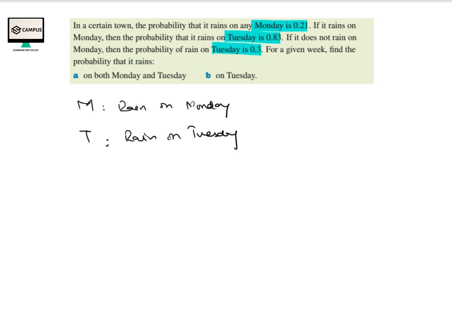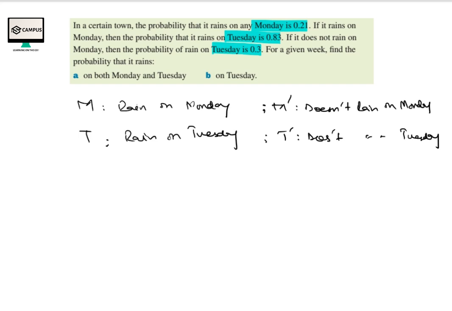And since we involve whether it rains or does not rain on Monday, we are also going to define their complementary events as well. This is does not rain on Monday, and T complement is when it does not rain on Tuesday, right? So after defining the events, the next step is to draw a tree diagram.